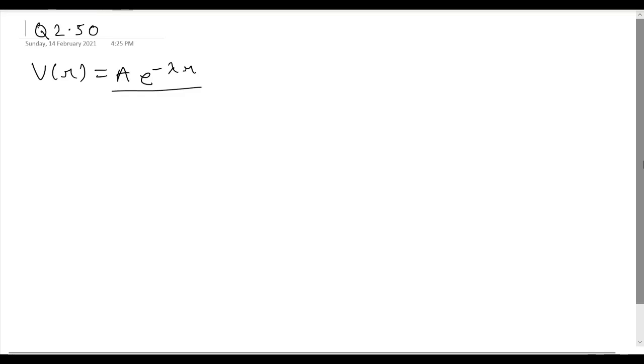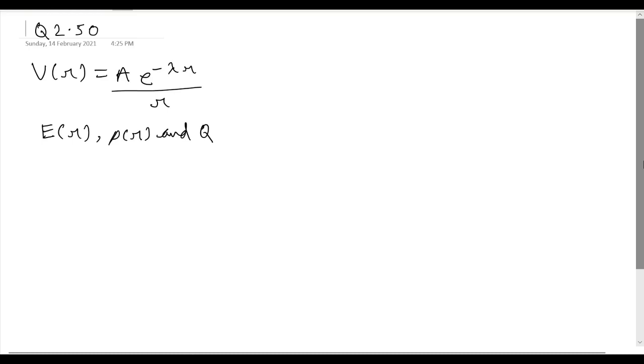So today we will be going through question 2.50 in Griffiths Electrodynamics, edition 4. The question gives us a potential V of r, which is a radial dependent potential, A e to the power minus lambda r over r, where A and lambda are constants. They're asking us to find the electric field, the volume charge density, and the total charge for this given potential.